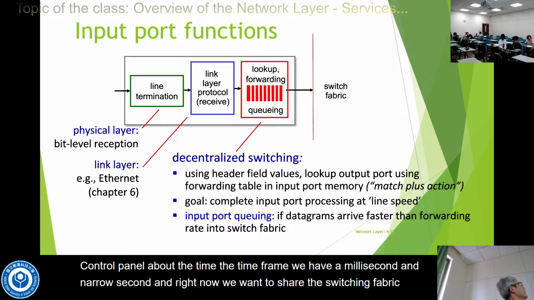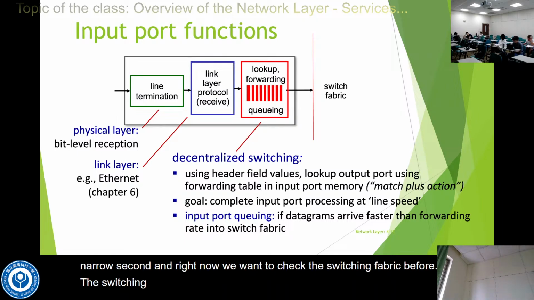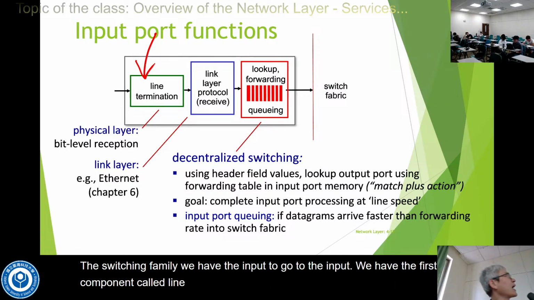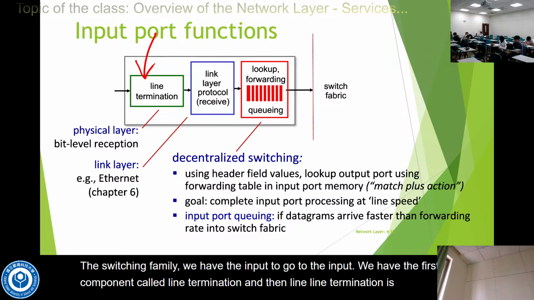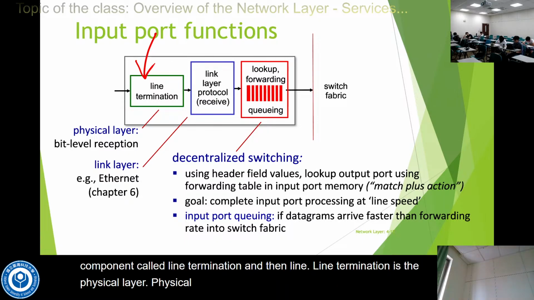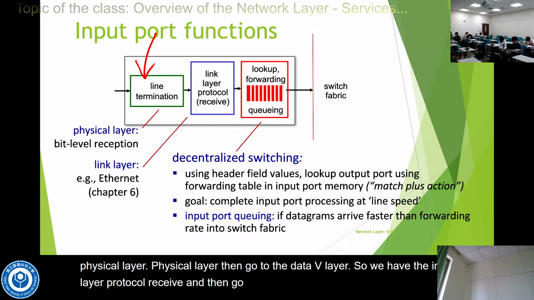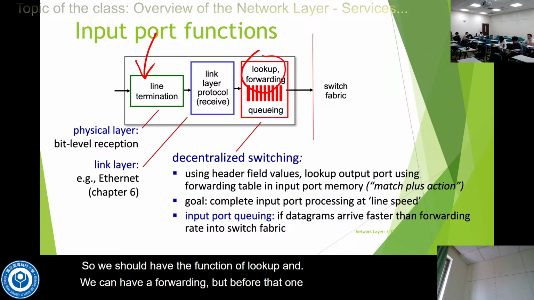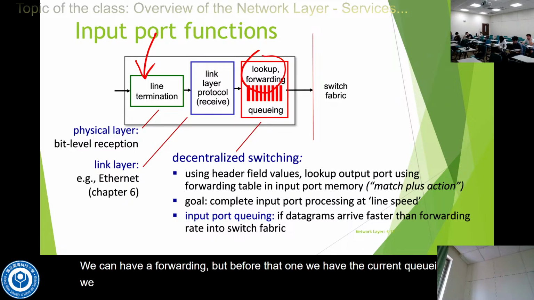Before the switching fabric, we have the input. To go to the input, we have the first component called line termination. Line termination is the physical layer. Physical layer then goes to the data link layer, so we have link layer protocol receive. And then we go to the current one, which is layer 3. So we should have the function of lookup, so that we can have forwarding. But before that, we have queuing. We have the line and the buffer, so that we can have the function of queuing.